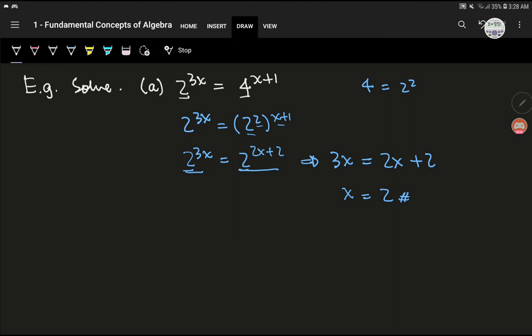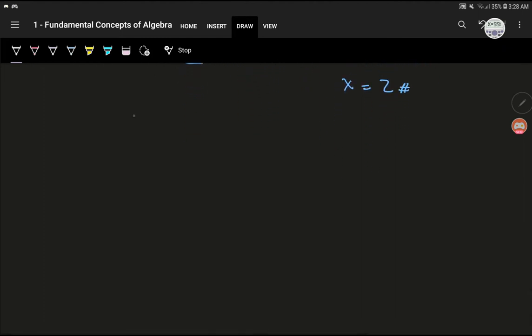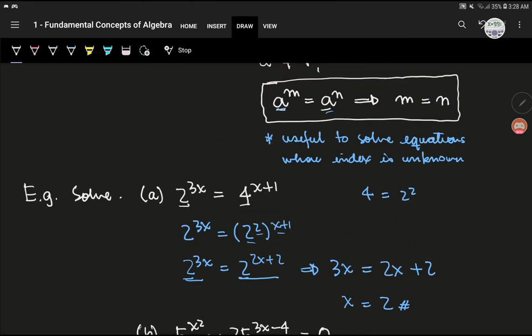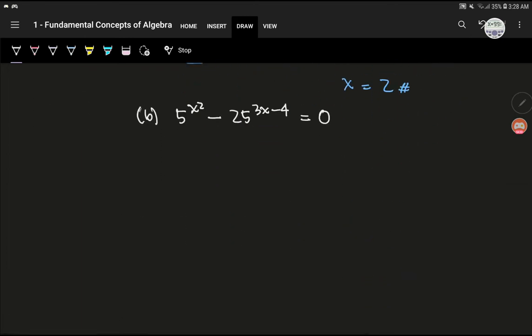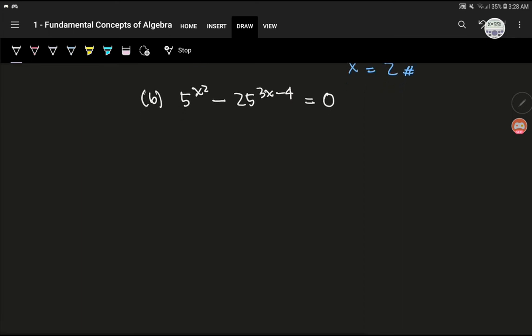Alright, another example. Now we have this kind of question: 5 to the power of x squared minus 25 to the power of 3x minus 4 equals 0. Now we have equals to 0, but we don't have this form, a to the power of m equals a to the power of n. We can see that the left hand side is equal to 0.